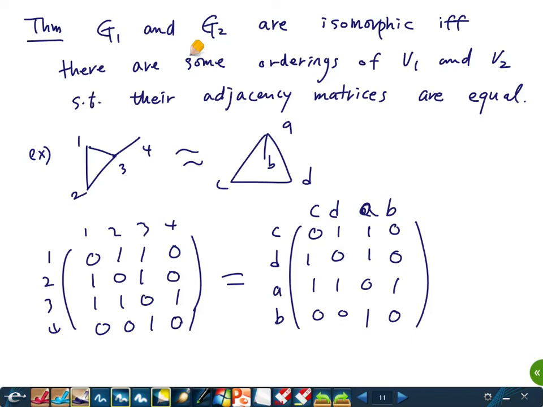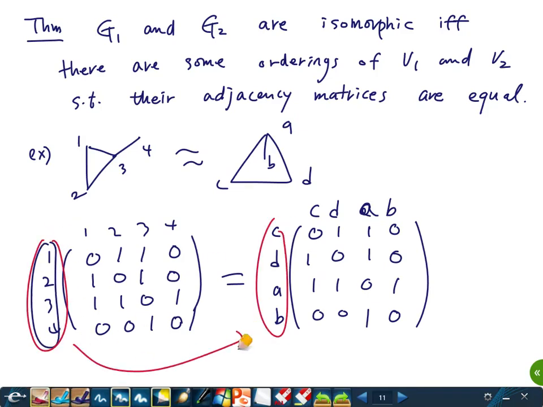And this is an if and only if condition. If you can rearrange the adjacency matrix by permuting rows and columns, by changing the ordering of the vertices, and the matrix is the same as the adjacency matrix of the other graph, then they are isomorphic. And you can think of this as a mapping, basically a map F. F sends 1 to C, sends 2 to D, etc.